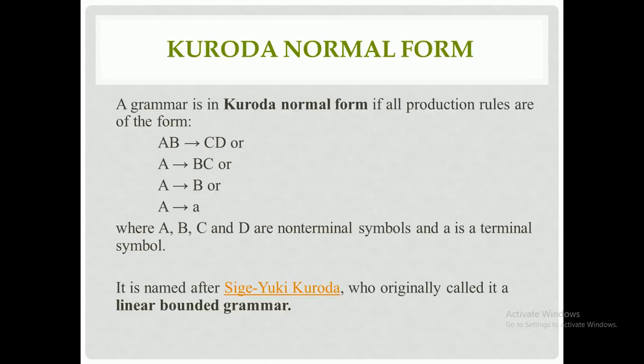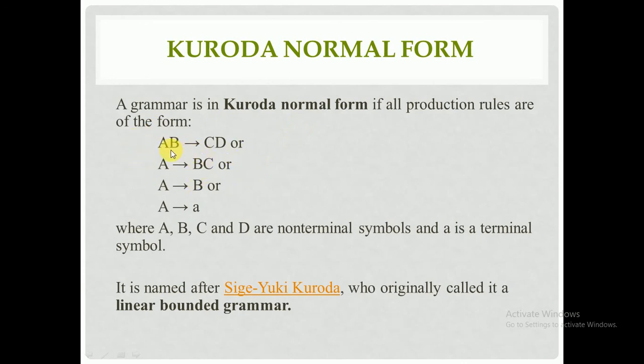So the definition: a grammar is in Kuroda normal form if all production rules are of the form of these 4 productions only. Capital AB goes to CD, capital A goes to BC, A goes to B, A goes to small a. If you are getting any production other than these 4, it will not belong to Kuroda normal form. Only these 4 productions are part of Kuroda normal form.